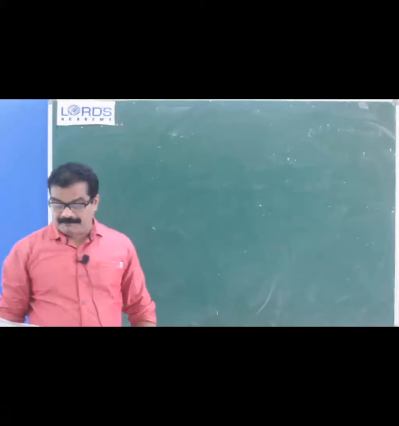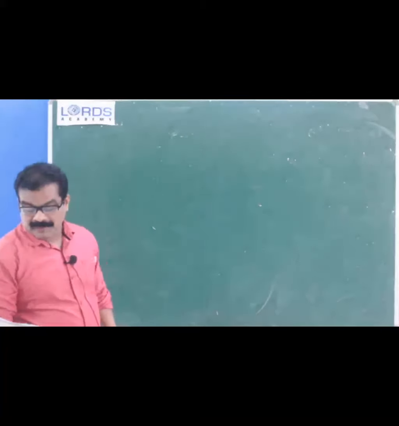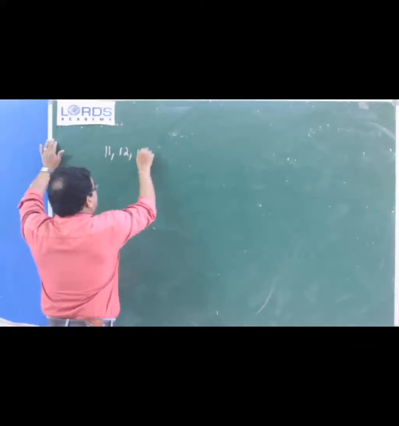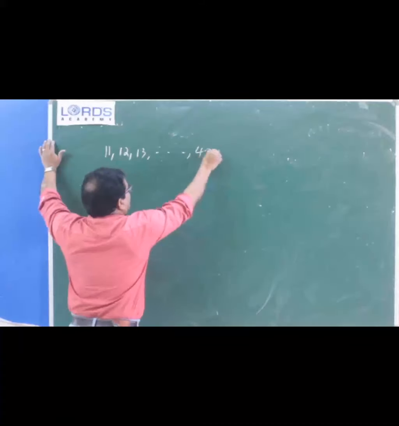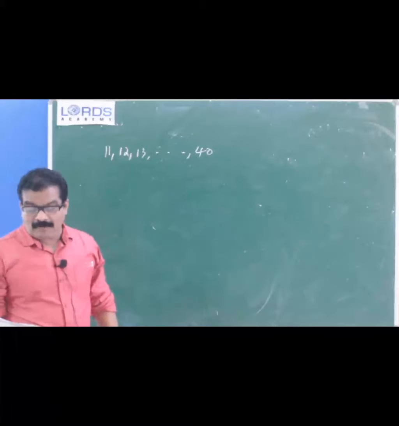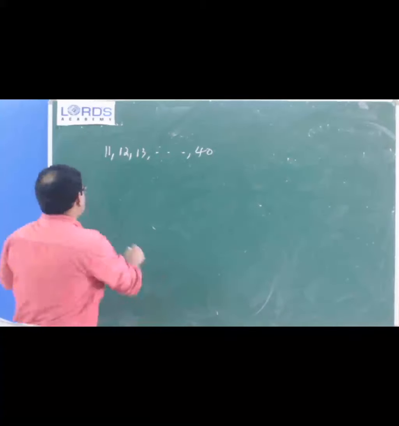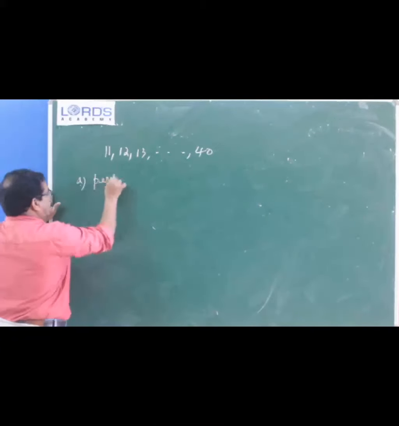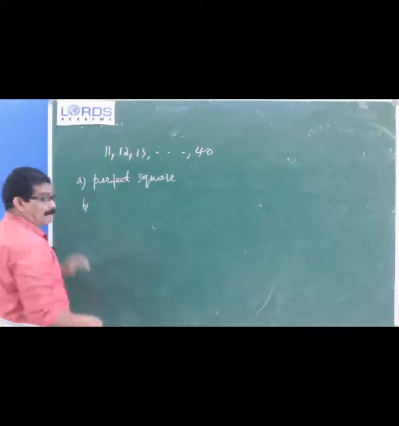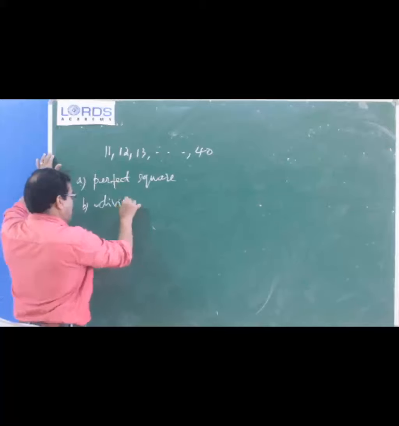Question number 35. A game of number has cards marked with 11, 12, 13 up to 40. A card is drawn at random. Find the probability that the number on the card drawn is A, a perfect square, and B, divisible by 7.